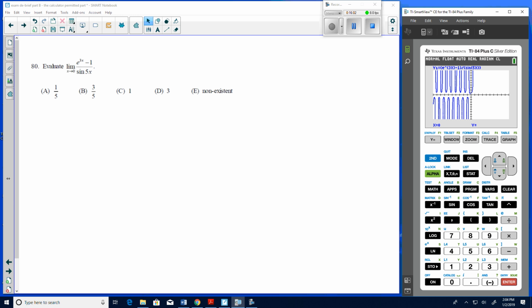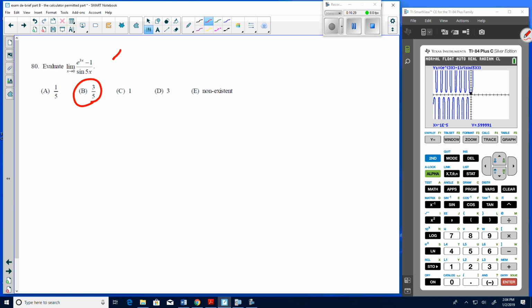But if we put in a number close to 0, like 0.00001, that's pretty close to 0, we get about 0.6. On the other side, negative 0.00001, that's also close to 0, and we get 0.59999. So the answer is 3/5. If you didn't want to do it on the calculator, you could have just used L'Hopital.